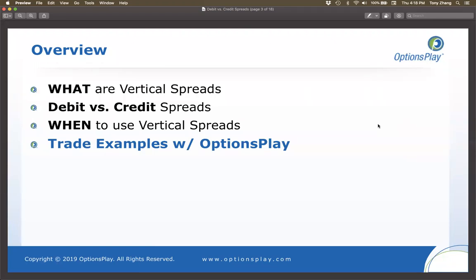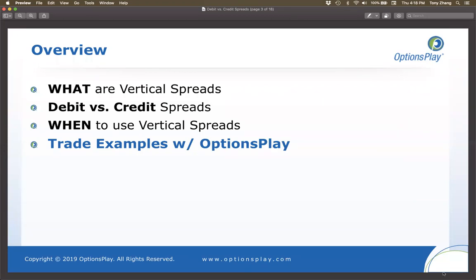Now, before I get started, I just want to get a quick glance at the audience here. If you can please bring up your chat window at the bottom of your screen, please type 1 if you're familiar with vertical spreads or debit versus credit spreads, and please type 2 if you are unfamiliar with this type of strategy, or you don't know what a credit or vertical spread is. Okay, so I see a lot of 1s, a fair amount of 2s as well.